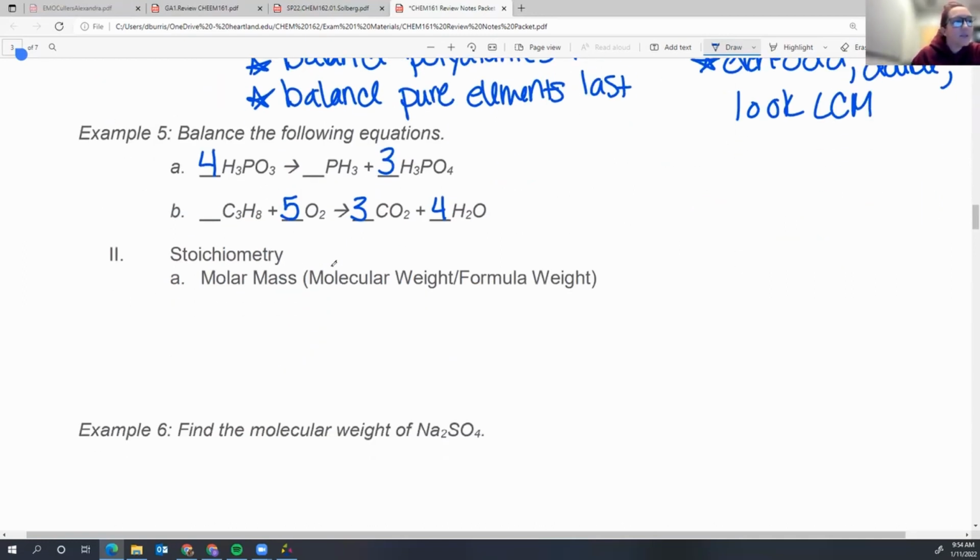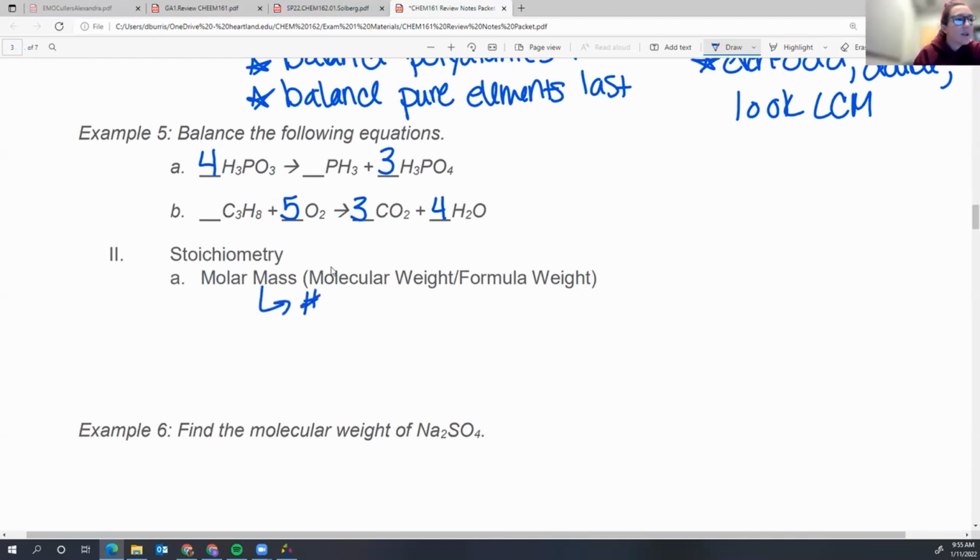Okay, so once you have them balanced, we need to be able to do stoichiometry, big word, right? If you can do stoichiometry, you can solve a lot of problems in chemistry. So first of all, you have to be able to calculate molar mass, or the mass of 1 mole of something, also called the molecular weight, also called the formula weight. So all of these mean the same thing. That's why I wanted to make sure I got them in here.